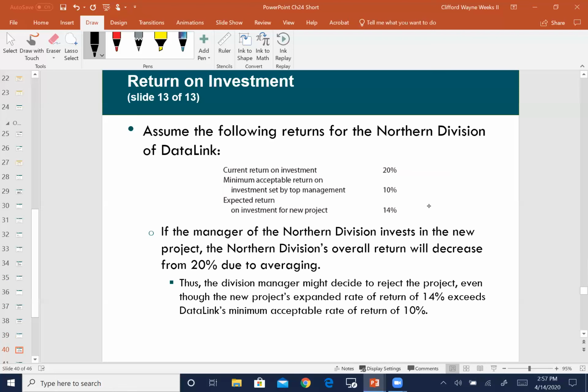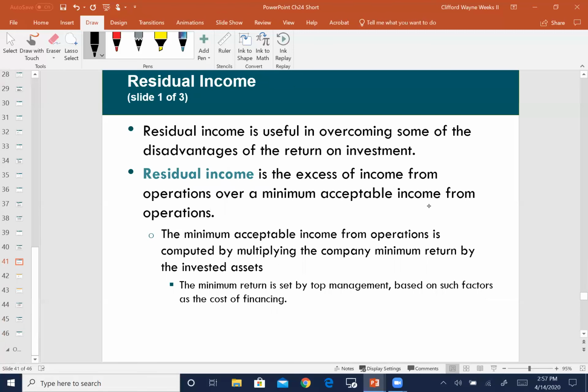And so they run that same scenario here. Assume that the following returns. If the manager of the northern division invests in a new project, the northern division's overall return will decrease from 20%, due to the averaging out. Thus, the divisional manager might decide to reject it, even though it's profitable for the organization as a whole. Something closely tied to the DuPont formula is this thing called residual income.